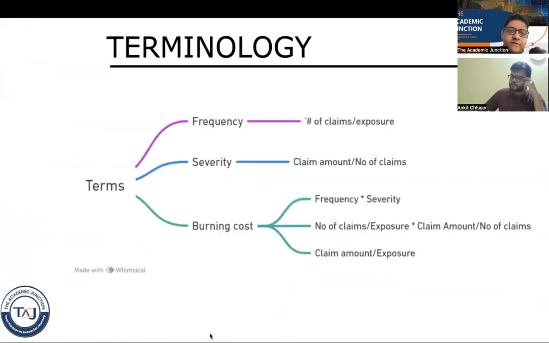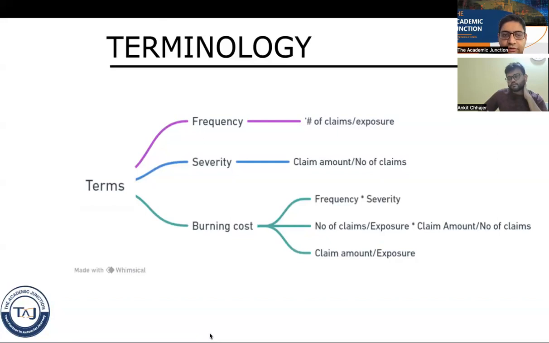So first, with respect to terminology, how many people are aware of this? Let's take a quick poll. Can you tell me what frequency is? Number of claims divided by exposure. All right. What is severity? Average severity is the claim losses divided by the number of claims. Good. So what is the definition of burning cost then? Average severity into average frequency. Good.